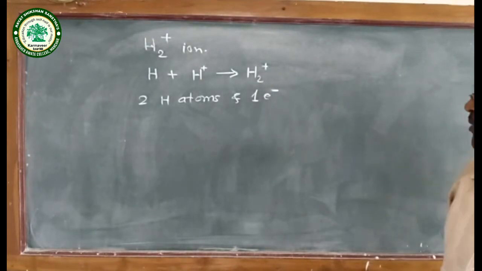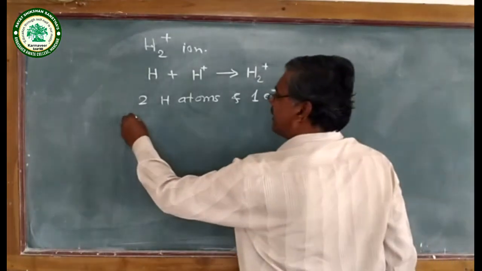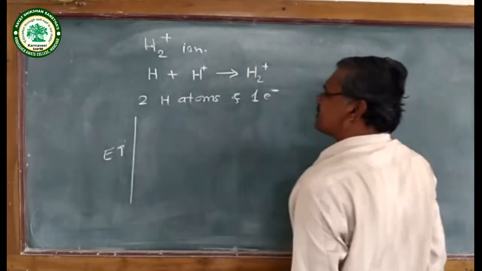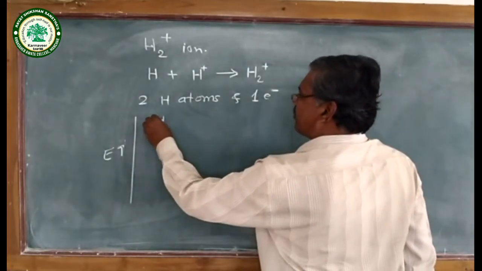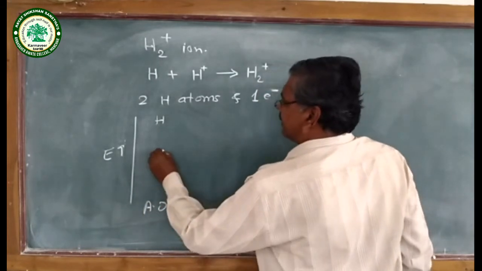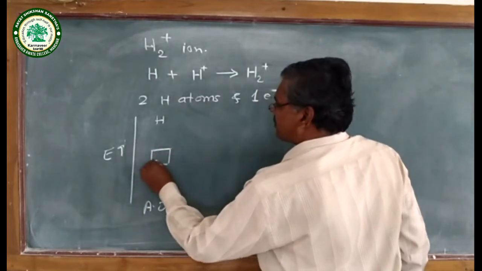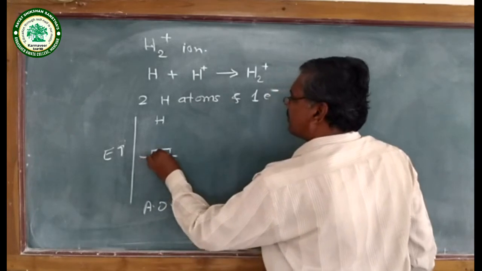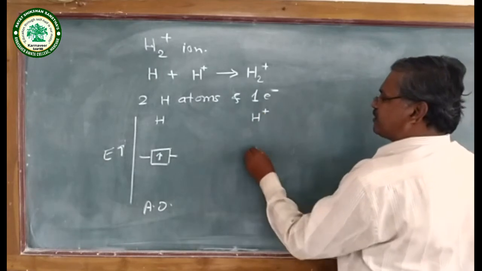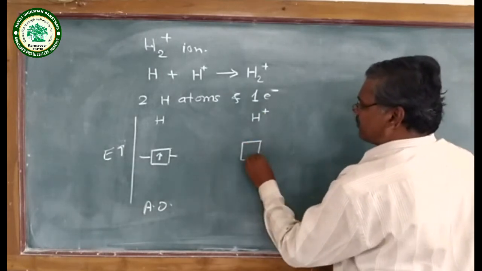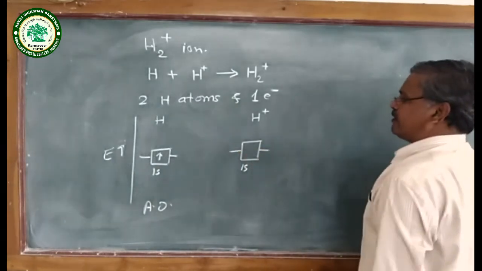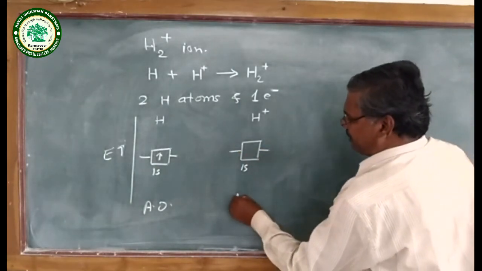The MO energy level diagram for this H2 plus ion can be shown in this way. This is the energy axis. These are the atomic orbitals of hydrogen, and it has the electron configuration 1s1. On this side, the H plus ion, which consists of 1s orbital, but the 1s orbital is vacant.